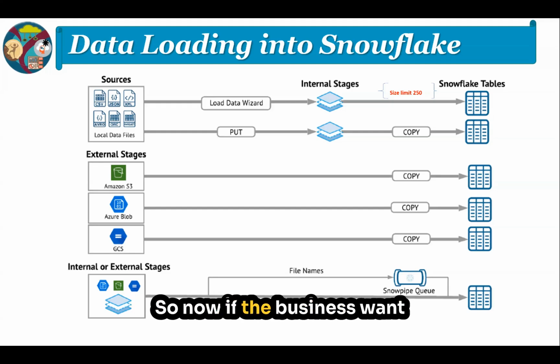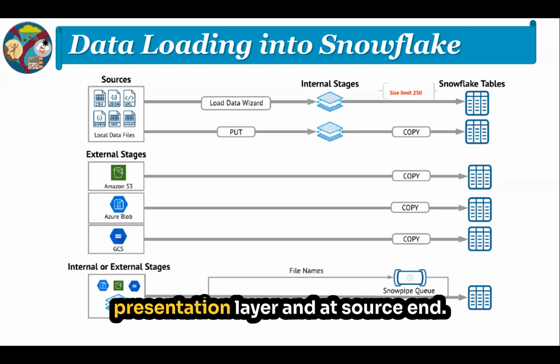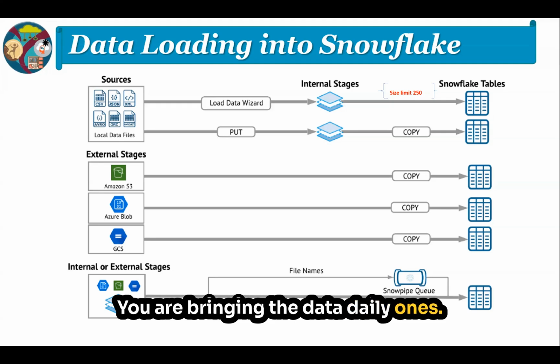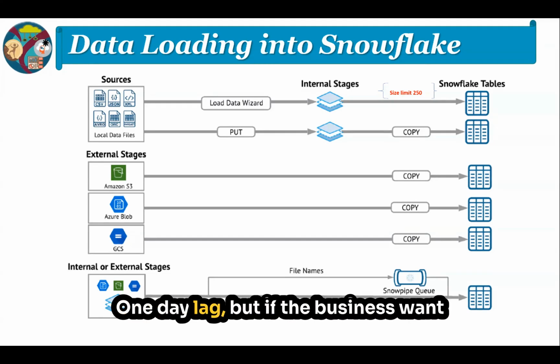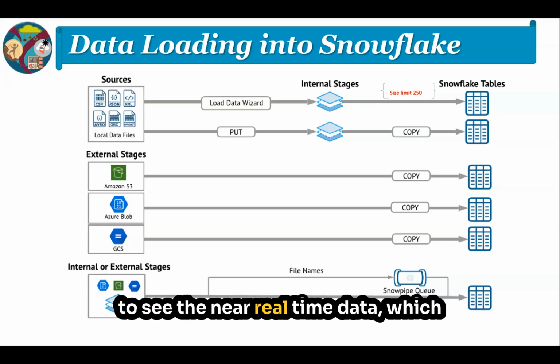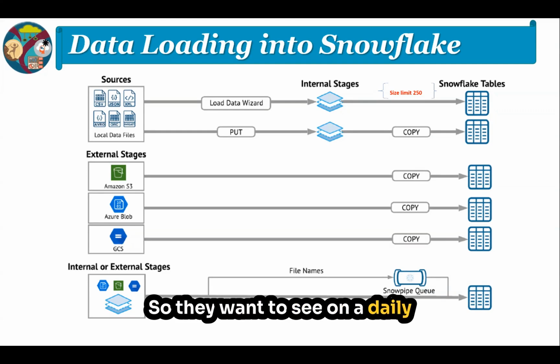So now if the business wants to see the data without that much delay. The business is going to consume your view on a presentation layer, and at the source end you are bringing the data daily once. Then if you want to see the latest information, you have to wait for 1 day. Tomorrow only you can see today's data. There is a lag, right? A 1 day lag. But if the business wants to see near real-time data, which means they don't want that much lag, they want to see on a daily basis what updates are going on at the source end.